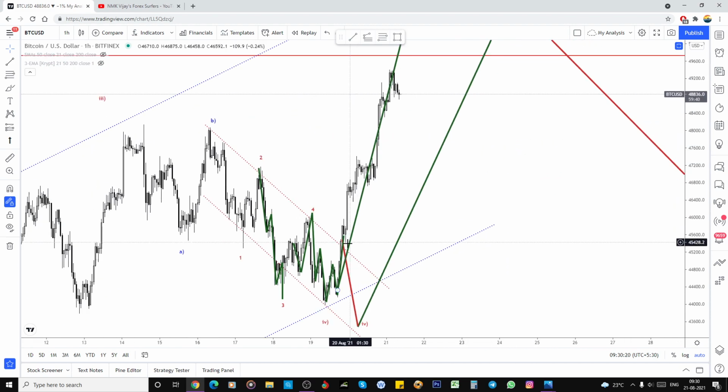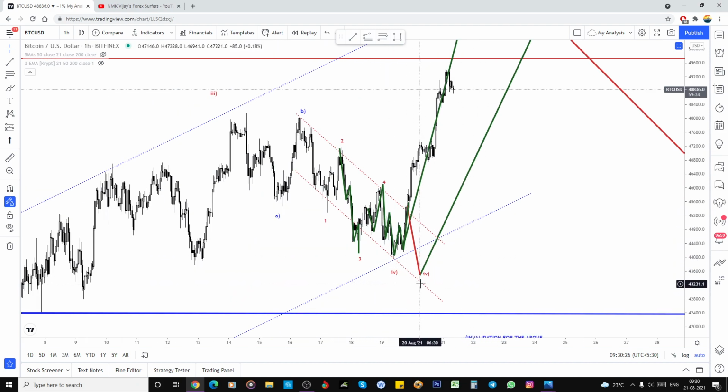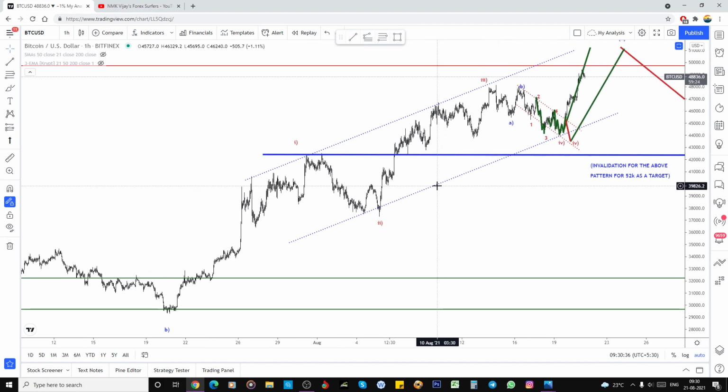And immediately if it bounced here, this swing crossed, I immediately buy back and place the stop loss here at 44,000. I immediately bring back all the stop loss here. So in this wave only I'm trading.